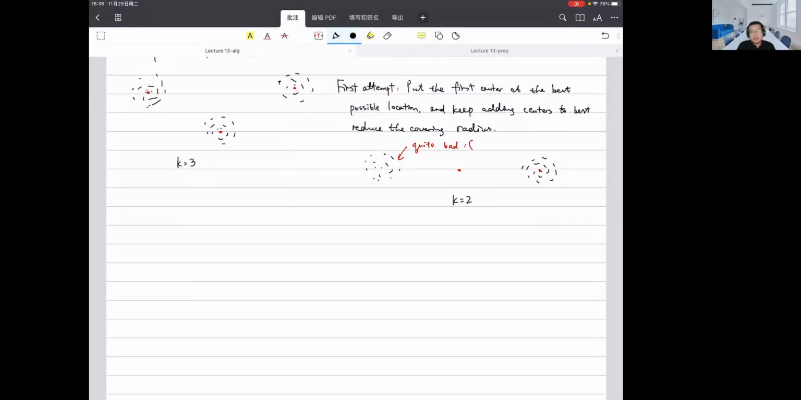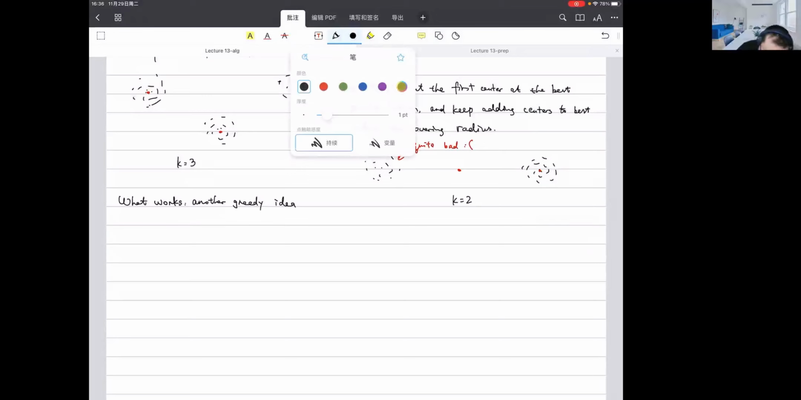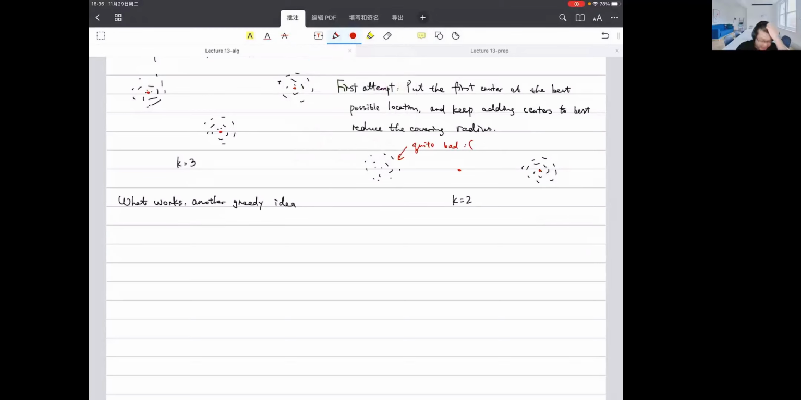Still, as we have been talking about, for a lot of problems, greedy algorithms can give you good solutions, but you definitely need to have a good way of making it greedy. So here, this first attempt is just not a good way to give us a good greedy algorithm. But what works? We can think about some other kind of greedy strategy here. What works here is another greedy idea. So what kind of greedy idea is it? Basically we can say something like this.